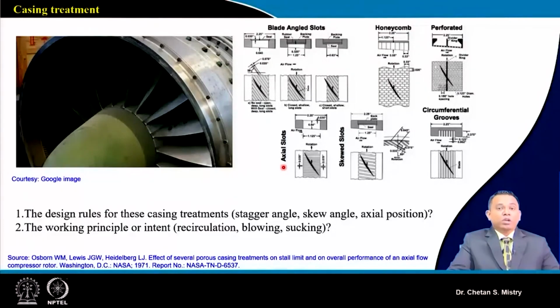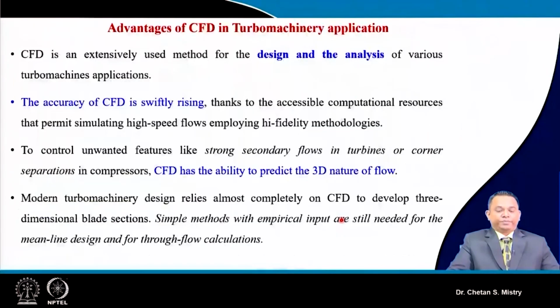Now, in order to decide on this kind of configuration, the computational tool will be helping a lot. There are many open literatures available where people have used computational tools to finalize the geometry for the casing treatment. There are different parameters: stagger angle, skew angle, axial position. That is very important. Maybe we need to go with recirculation, maybe blowing, sucking, all those terms will come into the picture. And the computational tool will be a helping hand for these kinds of simulations.